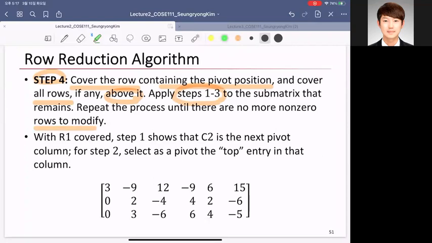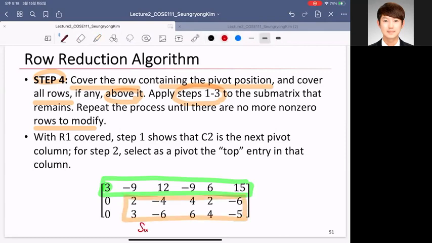Okay. Now we find the pivot position, right? So cover the row containing the pivot position, and find out the new sub-matrix. Let's say sub-matrix, and apply steps 1, 2, 3 again to further row reduce, and then finally we can achieve the echelon form of the original matrix. This is step 4, right?